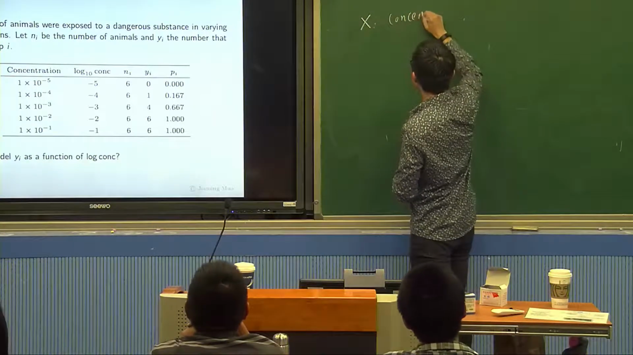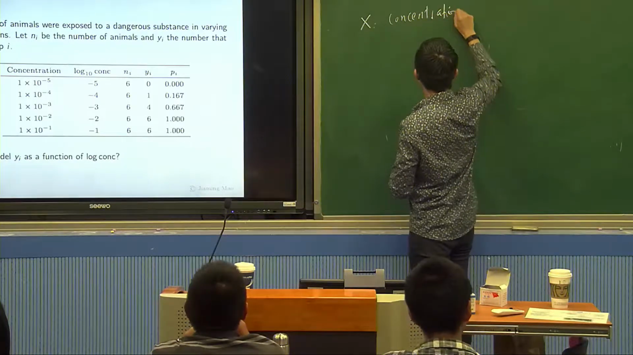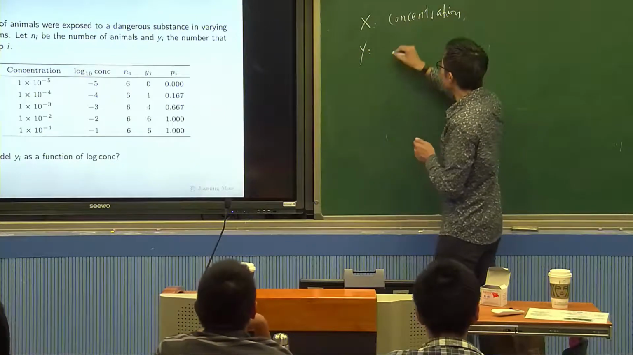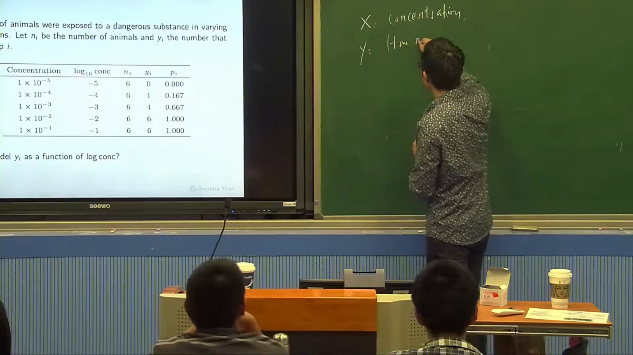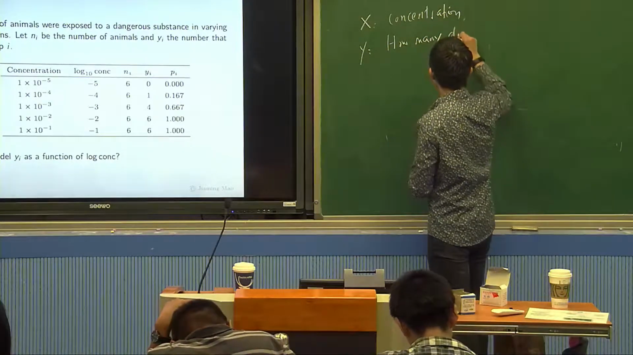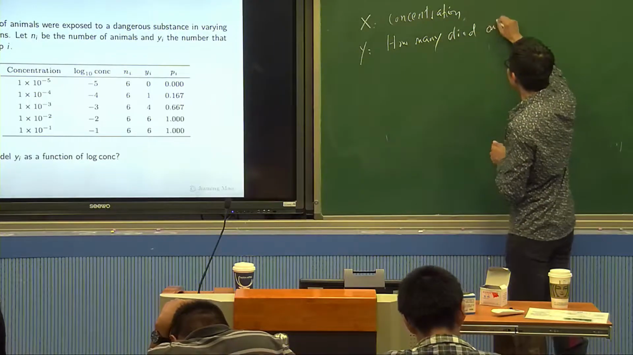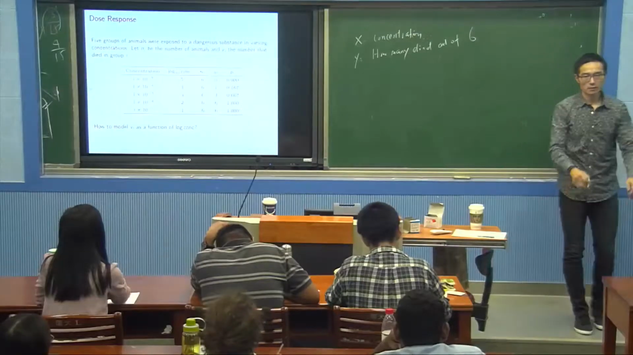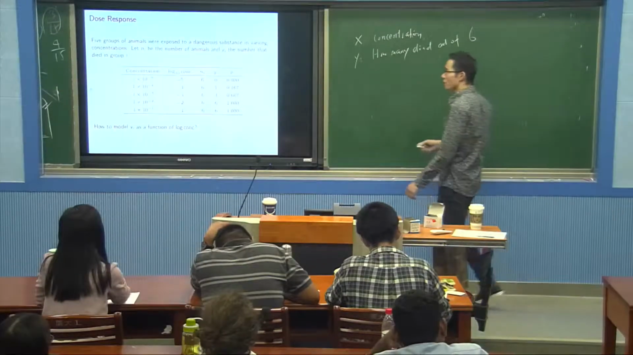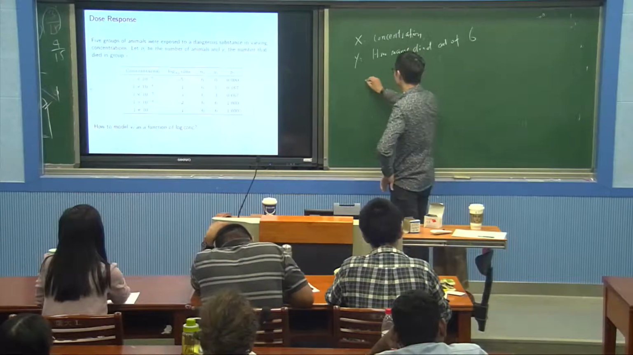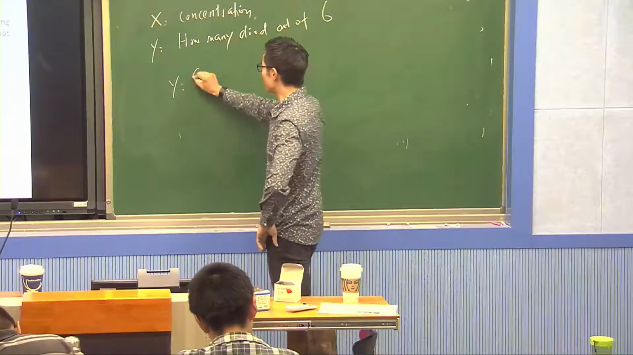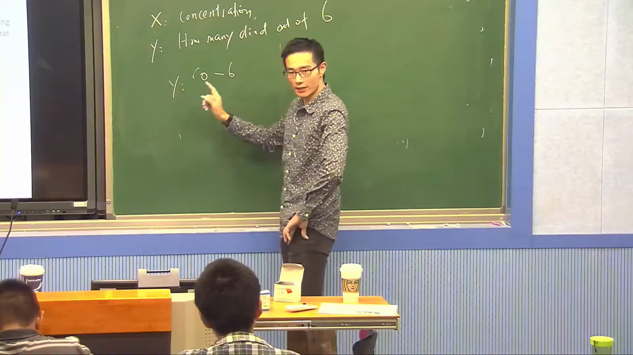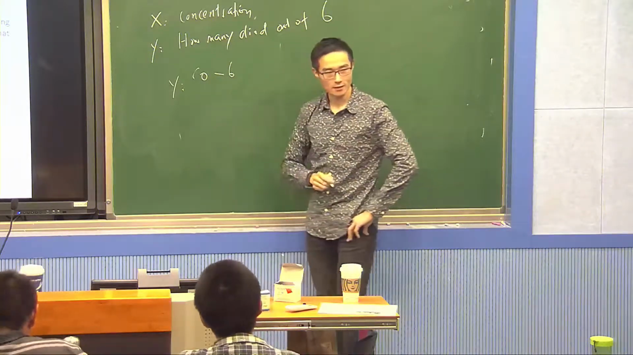Concentration. How concentrated our substance is. Our y variable is how many died. How many died out of 6? Okay, because we have 6 animals per group. So what are the possible values of y? Well, y can be anything from 0 to 6, right? Integer, right? 0, 1, 2, all the way to 6.